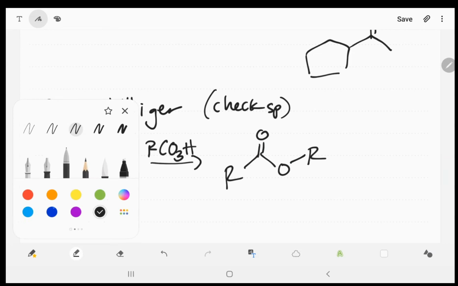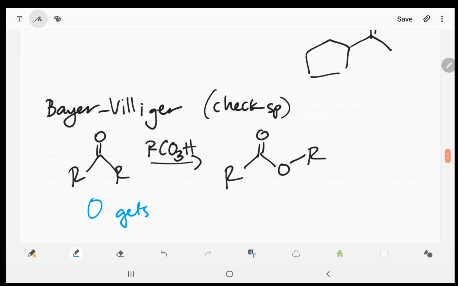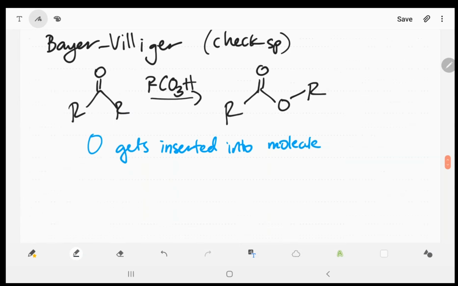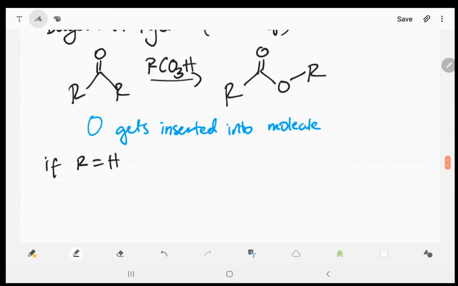So an oxygen gets inserted into the molecule. And with this one, basically you're taking a ketone making an ester, or you're taking an aldehyde and going to a carboxylic acid. I want to talk real quick about what to do with this. So if R is H, you always get a carboxylic acid.